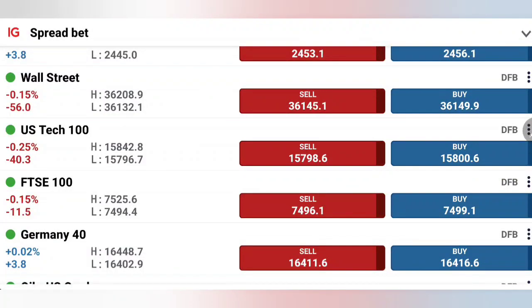NASDAQ is the one which is traded with the most bearish bias, while we can see resilience across DAX, UK 100 and Dow Jones. So now what to expect from these four indices, which position you should take with the Europe session for Germany 40, UK 100, NASDAQ 100 and Dow Jones, we will see with the help of charts and indicators. This is the first update for the day.